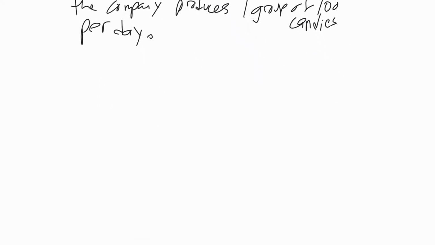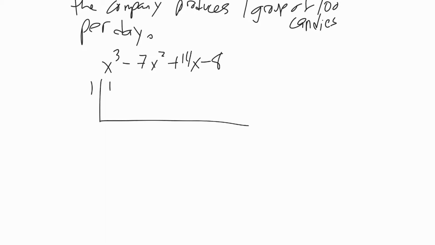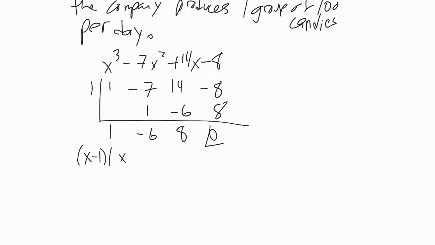So let's do our factoring here. We had x cubed minus 7x squared plus 14x minus 8. So let's do synthetic division there: 1, negative 7, 14, negative 8. We're going to get 1, then 1, negative 6, 8, and 8, and 0. So we get x minus 1 times x squared minus 6x plus 8. And then we can factor that further, so that'll be x minus 4 and x minus 2.